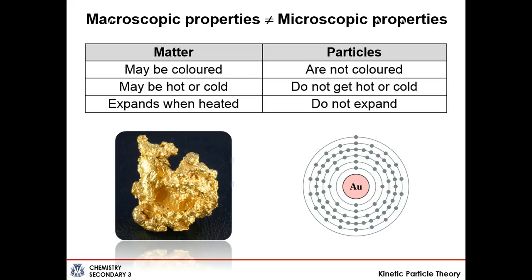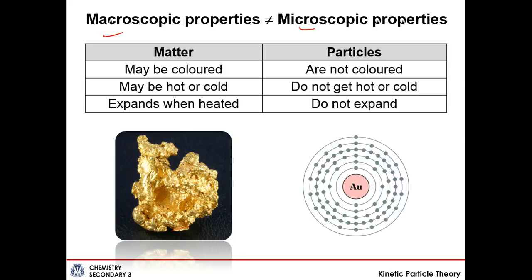This is something extra. It's about macroscopic properties and microscopic properties based on KPT. Matter may be colored. Particles are not colored. So KPT describes the movement and the positions of the particles which make up matter, but it does not describe the chemical properties of that state of matter. So for example, gold particles are not gold in color. The color of gold comes about because of the collective of all the particles interacting together.